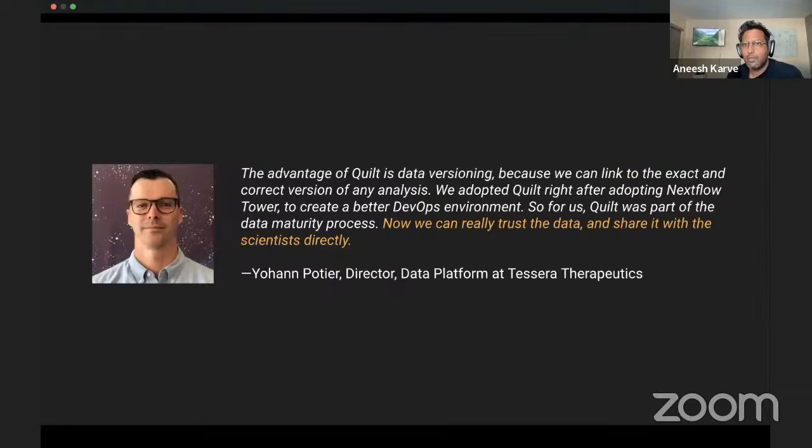I just want to end here with a quote from one of our customers, that the strength they see in model governance is data versioning, because this allows them to link to an exact and correct version of any analysis. And the key word here, it's amazing. We went through all of these technical points to really get to a very human point, which is trust. Because of this totally nerdy feature, which most people shouldn't care about, which is data versioning, their scientists, or their bioinformaticians, can really trust the data and share it directly with scientists. Why? Because it's hashed, because it's versioned, because it's visual, and because it's verified.